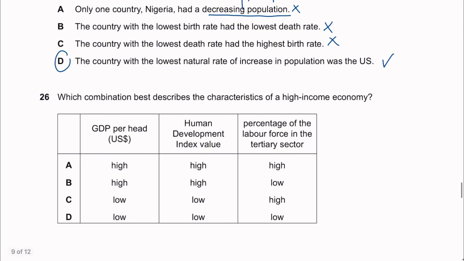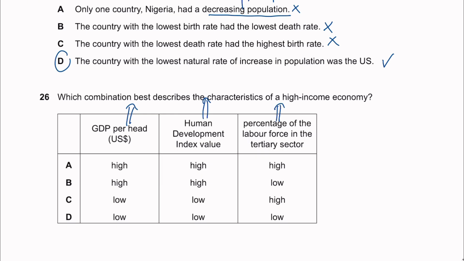Okay. 26. Which combination best describes the characteristics of a high income economy? Okay. So first, it needs to have higher GDP, and then a high human development index. Yes, it needs to be high. So HDI measures healthcare, education, and living standard. It needs to be high. And percentage of the labor force in the tertiary sector is also higher.